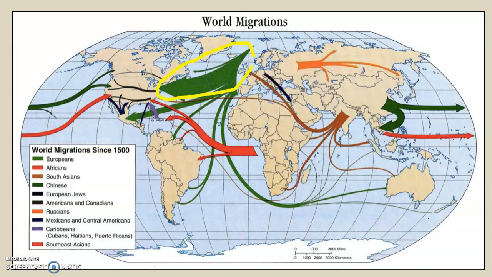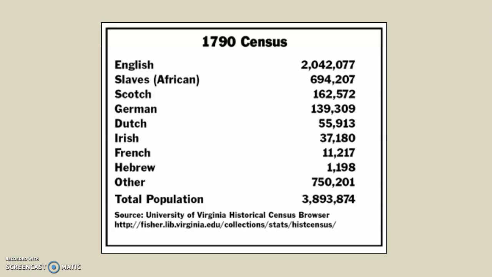If you look at this map again, I circled the European immigration. Notice it is, of course, Northwestern Europe, the British Isles, and you can see the African migration. Of course, this is a forced migration because of slavery, coming overwhelmingly from West Africa and then moving into the United States, especially the southeastern part of the United States.